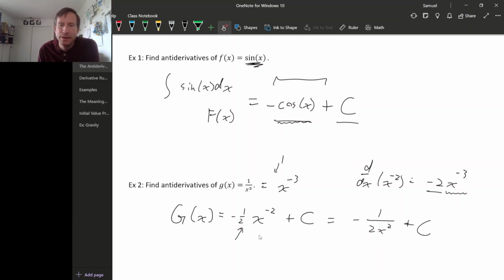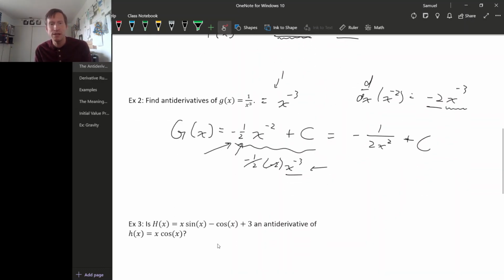Okay, and then remember, you can always double check this by differentiating. The derivative of minus 1/2 x to the minus second is minus 1/2 times, and then the power rule, minus 2x to the minus third, and then the constant term, its derivative is 0. And sure enough, these cancel like we planned, and we get x to the minus third. And so this verifies that our guess for the antiderivative is correct this time.